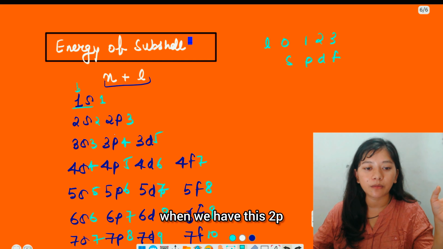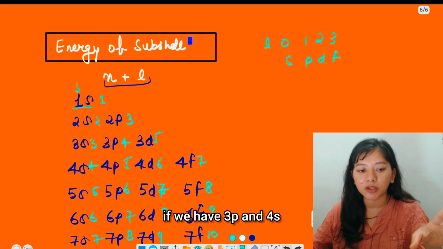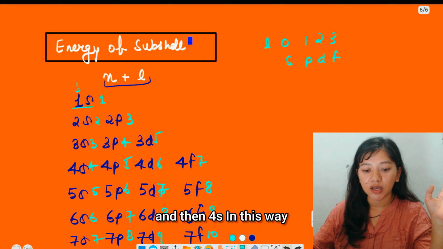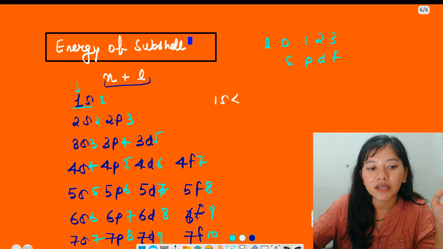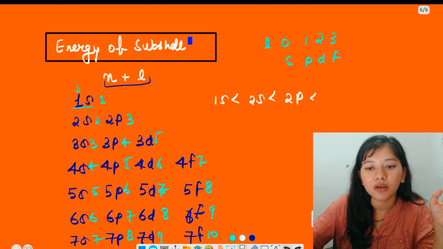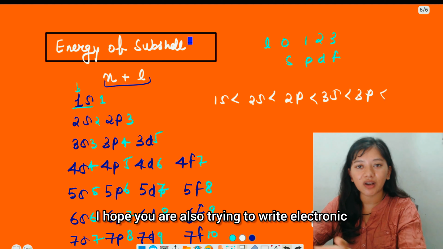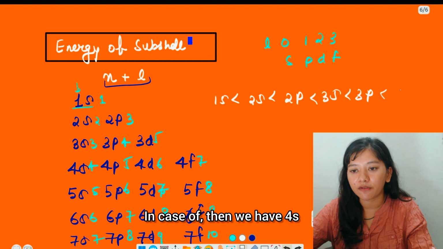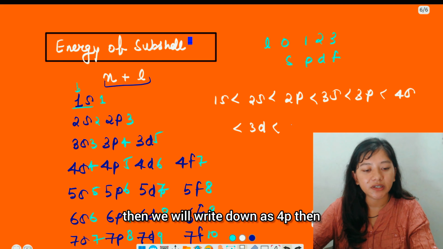So when we have 2p and 3s, we will place 2p first and then 3s. In the same way, if we have 3p and 4s, because 3 has the lower principal quantum number, 3p will be first and then 4s. If we arrange them, it will look like this. The first will be 1s, then 2s, then 2p, 3s, 3p. I hope you are also trying to write the electronic configuration on your own. Then we have 4s, then for 5 we first write 3d, then 4p, then 5s.